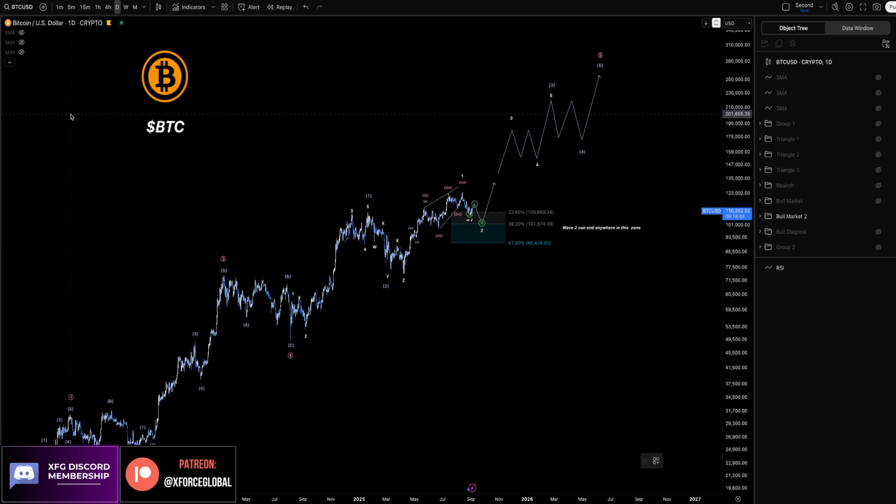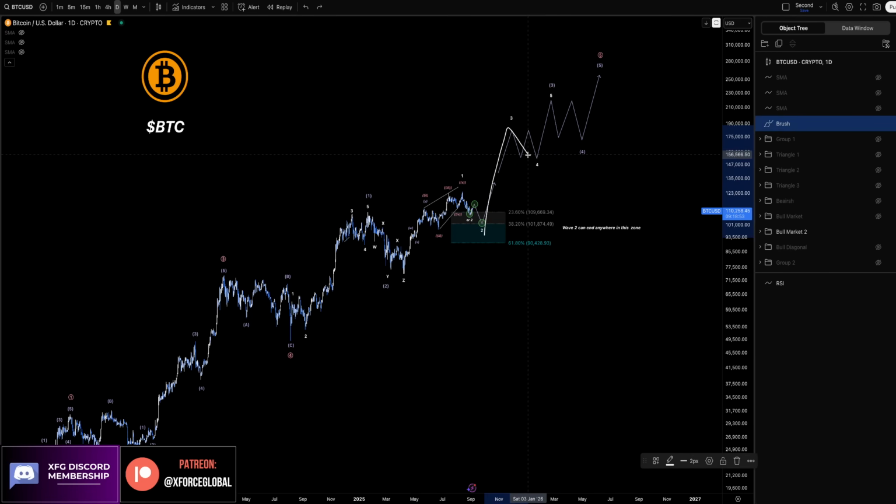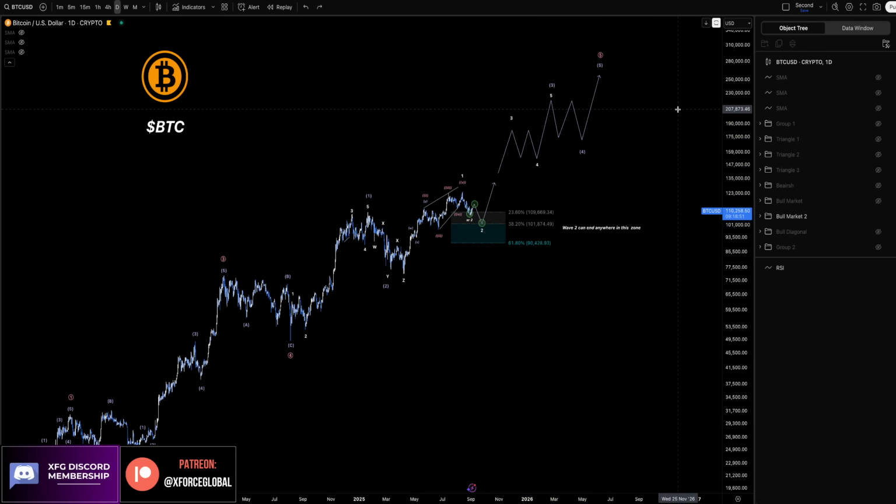Usually you want these to be as shallow as possible, but nothing out of the ordinary if we do go a little bit deeper, if we wick into these lower levels. So higher levels is on the map. I don't see any alarming major bearish structures for the macro.